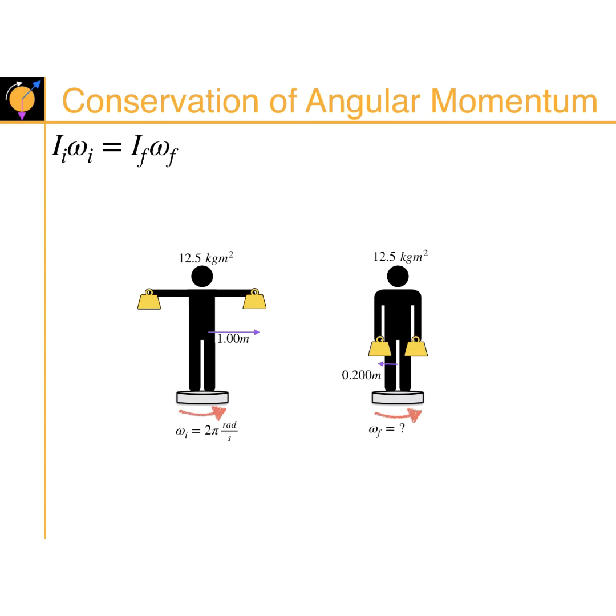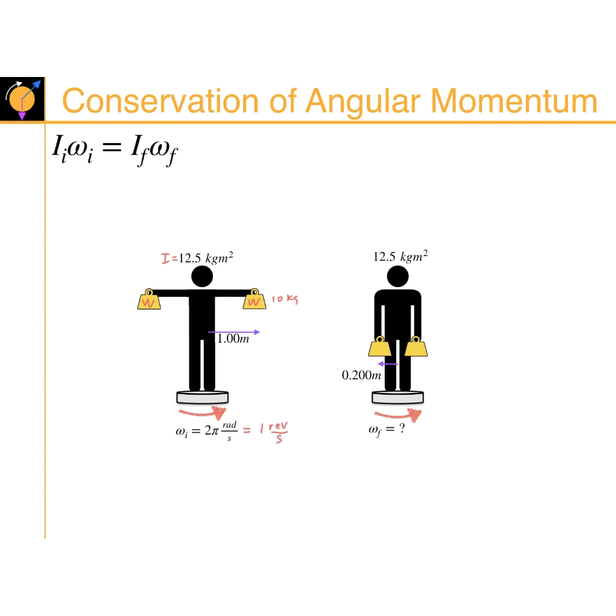So now let's consider some dude who has a moment of inertia that is 12.5 kilograms meters squared, and he's holding two masses. We'll call them weights, and each weight is 10 kilograms. All right, and he's holding them 1 meter out on either side of him. And he's initially rotating at 2 pi radians per second, which is the same as 1 revolution per second. So he's spinning pretty fast.